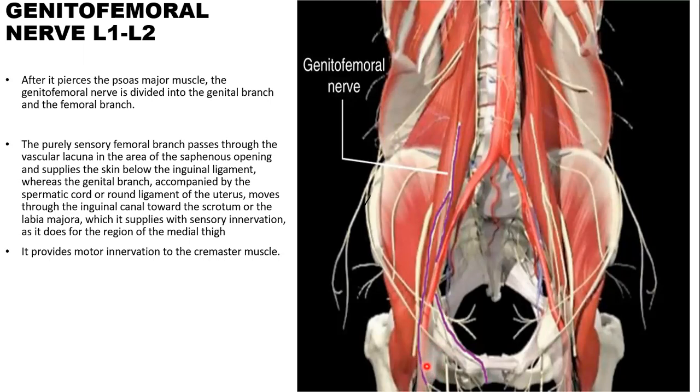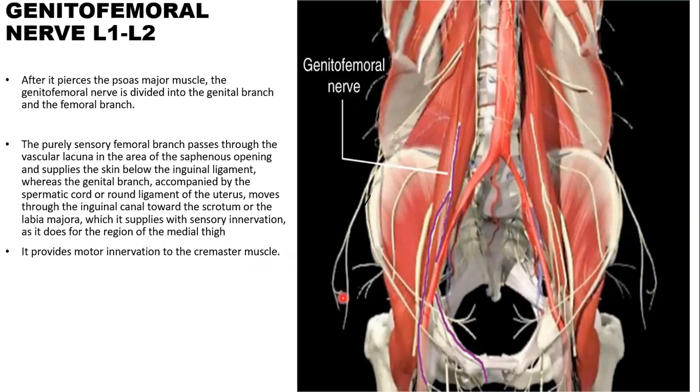Then when it comes to the genital branch of the genitofemoral nerve, it accompanies the spermatic cord, or the round ligament of the uterus in females. Then it will move through the inguinal canal towards the scrotum, or the labia majora in females. It supplies sensory innervation, as it does for the region of the medial thigh. So for the medial thigh, that's the femoral branch.